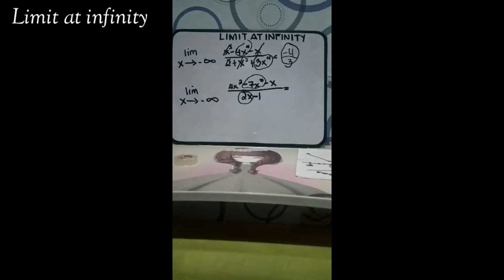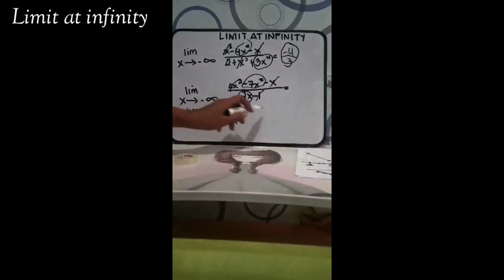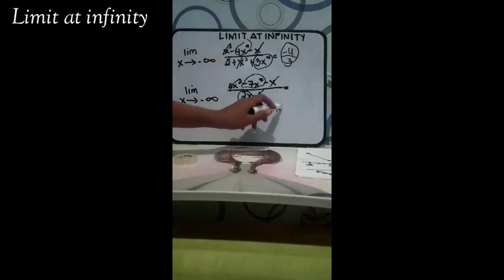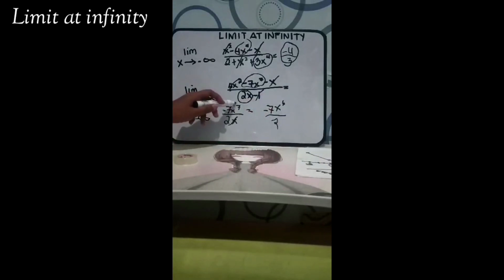Ang next natin na gagawin ay when limit of x approaches negative infinity. So, ayun na, ika-cancel na natin to kasi hindi naman sila may mataas na exponent. So, negative 7x raised to the 7th power over 2x. So, ang gagawin natin ay ika-cancel natin yung sa x niya, is magiging negative 7 x raised to the 6th power over 2. Dahil wala na siyang.